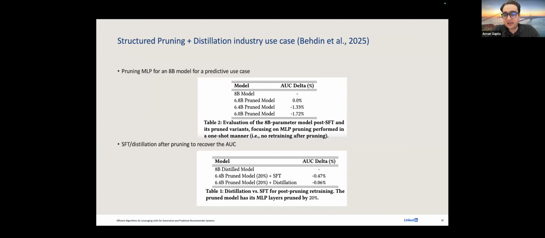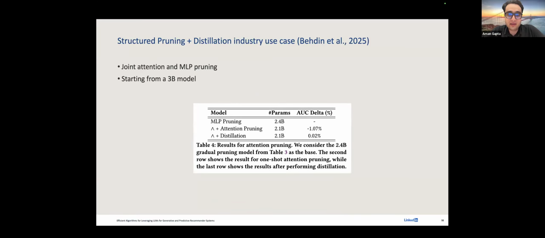However, the nice thing about pruning is that after we do the pruning, we can just go back and do SFT or distillation, which you covered, on the pruned model to recover the accuracy that we have lost. So for example, let's take a 6.4B model here and do either SFT or distillation on top of that. We see that if you do SFT, the quality drop goes from minus 1.33 to minus 0.47%. And if you do distillation, it is even more effective at recovering the quality, and it's basically pretty much the same quality as the 8B model. So we can go from 8B to 6.4B with basically no quality loss in this case.